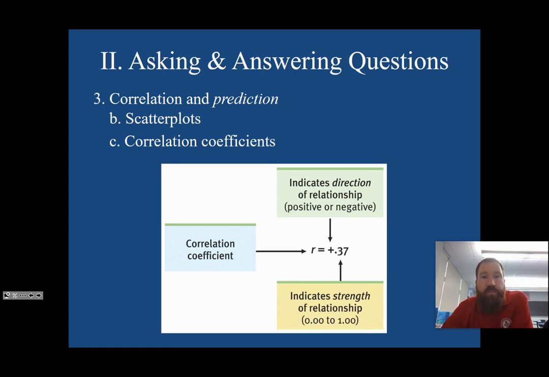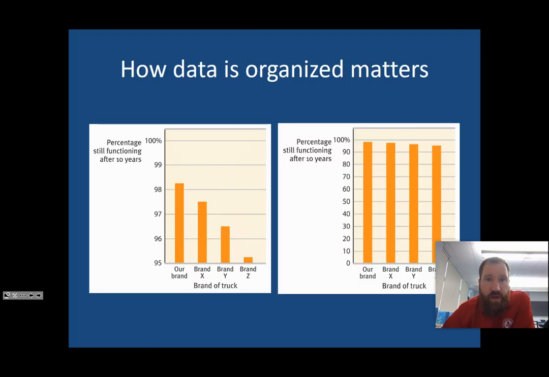The good news for us in AP Psych is we do not ever need to calculate the correlation coefficient. We just need to know what it means and how to read it. If you're in stat, you might need to calculate it. But in AP Psych, our math isn't that much. We do have some math, but it's not that much. Knowing how to calculate a correlation coefficient doesn't matter. Knowing what it means matters a lot. Something else that matters is how data gets organized.